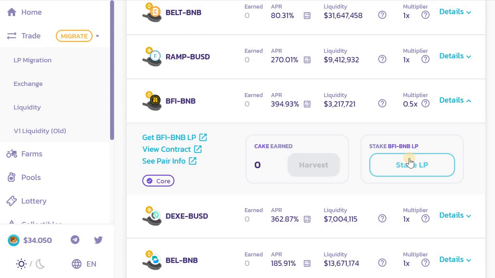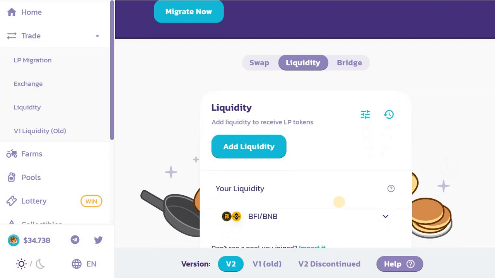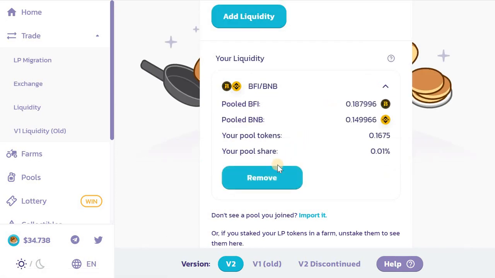Let's say I don't want to own this LP token again. I want to recover my initial coins. I would have to go to this trade section and select liquidity. When I do this, make sure your wallet is connected. So I will go ahead right now and connect my wallet. Binance Chain wallet. Now I would have to scroll down and see the liquidity present in my wallet. Currently, I have this liquidity because this is what we bought earlier on. Drop this down. As you can see, it shows that remove. If I click on this remove, I can remove the liquidity present. And when that happens, the two coins I staked, the BFI and BNB, will return to my wallet.